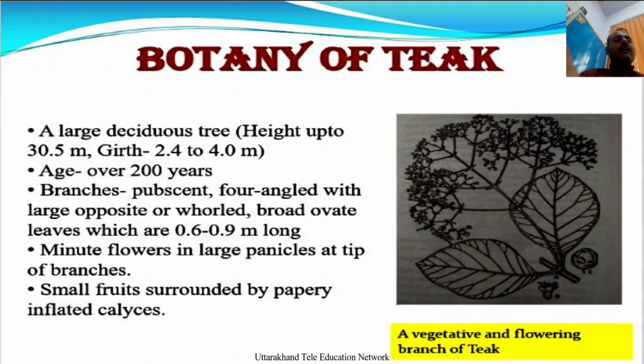Minute flowers are there in large panicles at the tip of each branch, which may be seen in this herbarium diagram. Small fruits surrounded by papery inflated calyces are also found. So these are important botanical descriptions of Tectona grandis.